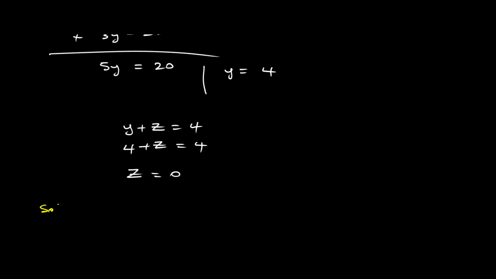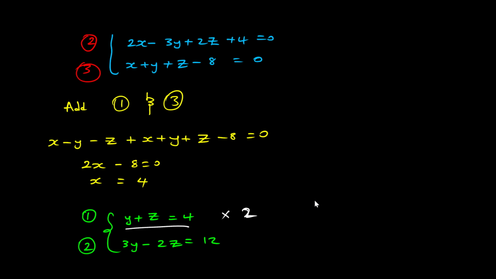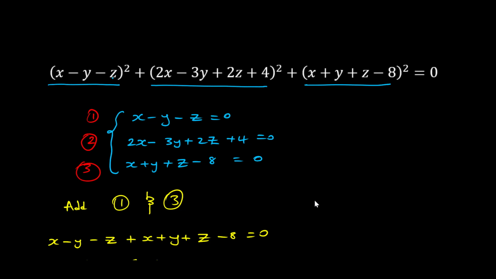So the solution is x equal to 4, y equal to 4, and z equal to 0. And you could actually substitute all three variable values into the original equation and you would get 0.